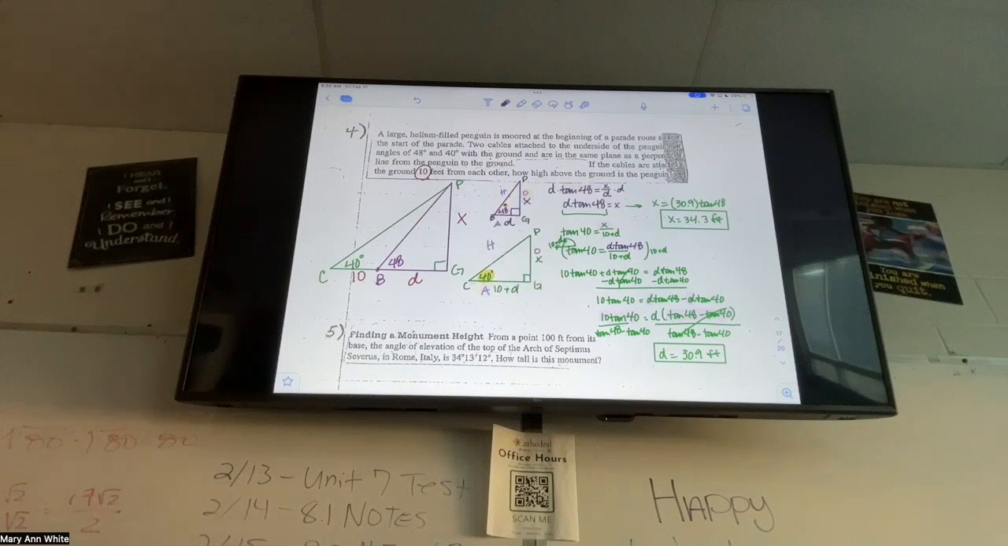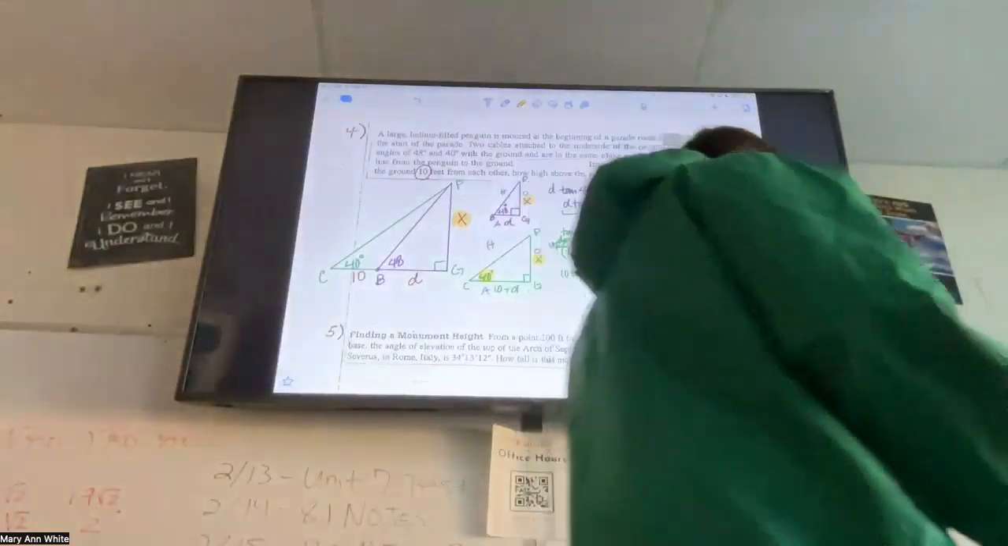Okay. So when we read this problem, basically what was happening is that we have this big balloon penguin. We've got these cables attached to it that are on the ground. I've got one cable at a 40-degree angle, and one cable at a 48-degree angle, and we want to figure out how high off the ground the balloon is. So we drew our big green triangle with our 40 degrees and our purple triangle with the 48. We used an X to represent how far off the ground the penguin was. And we also knew one other thing, that the distance between the cables was 10.